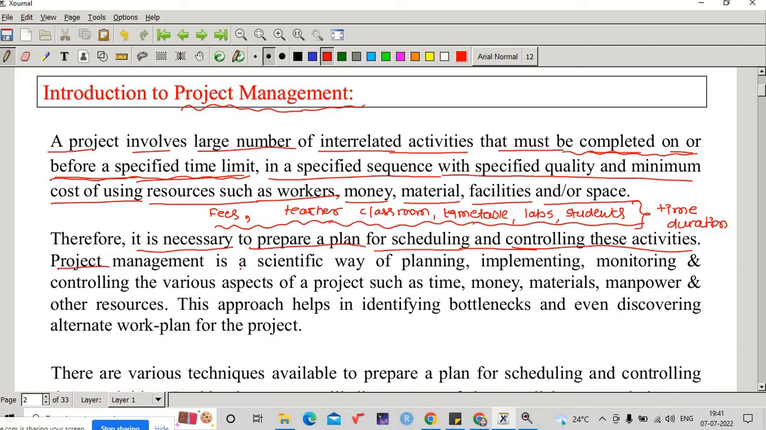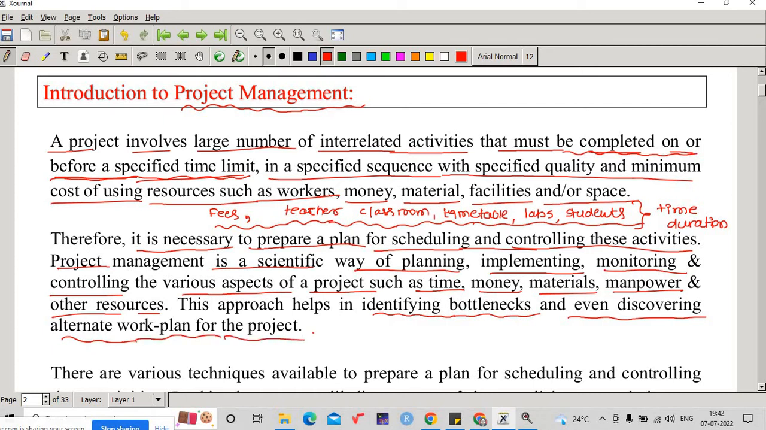Project management is a specific way of planning, implementing, monitoring, and controlling the various aspects of a project such as time, money, material, manpower, and other resources. This approach helps in identifying bottlenecks and even discovering an alternate work plan for the project.